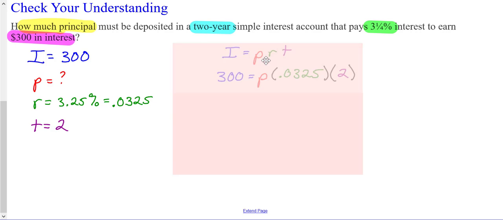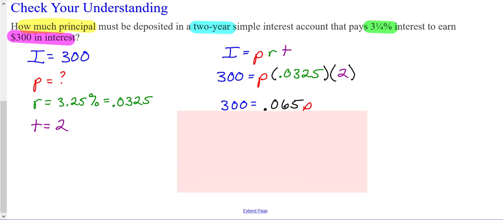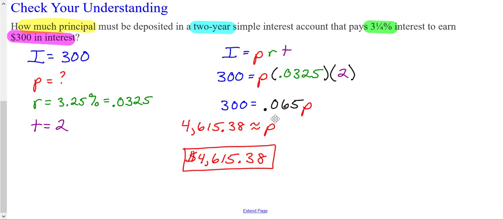So filling in our formula, we see that 300 equals P times 0.0325 times 2. Solve it like normal: multiply 0.0325 times 2, divide both sides by 0.065, so we get approximately $4,615.38. So the principal amount that we would need to earn $300 in interest would be $4,615.38.